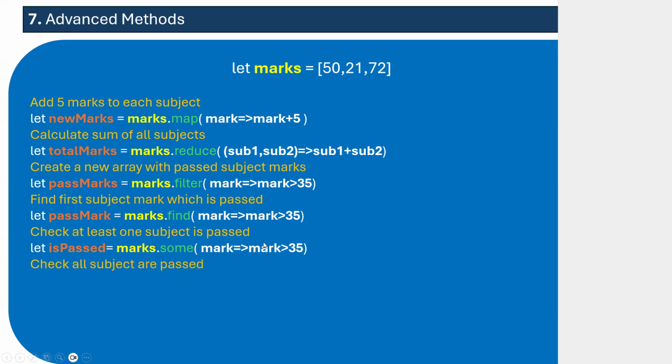Now, in case of every, check all subjects are passed. What does it return? False. Why does it return false? Because element 21 is not passed, so every is false. Correct.